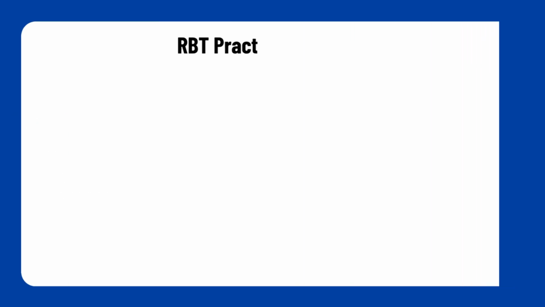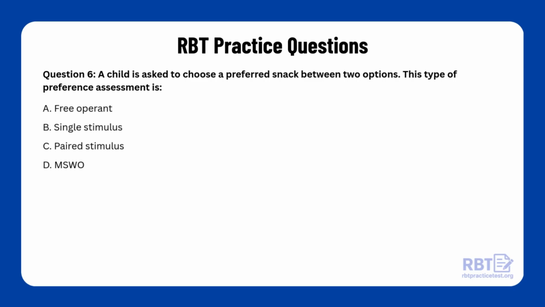Question number 6. A child is asked to choose a preferred snack between two options. This type of preference assessment is A. Free operant. B. Single stimulus. C. Paired stimulus. D. MSU. The correct answer is C.